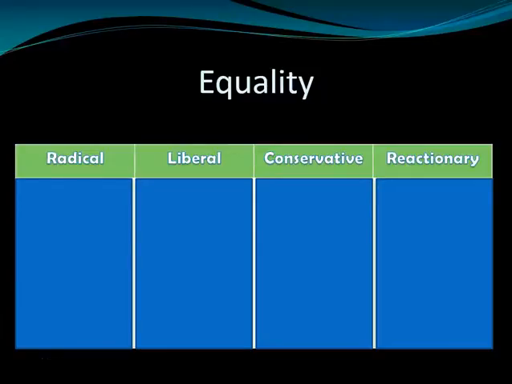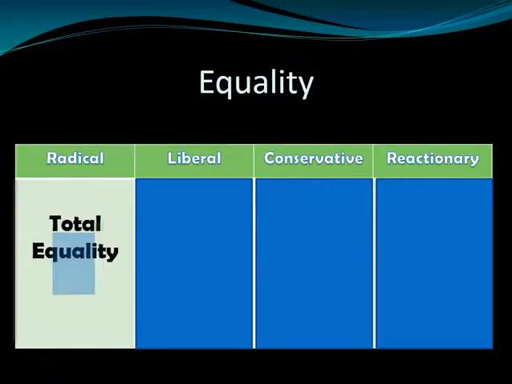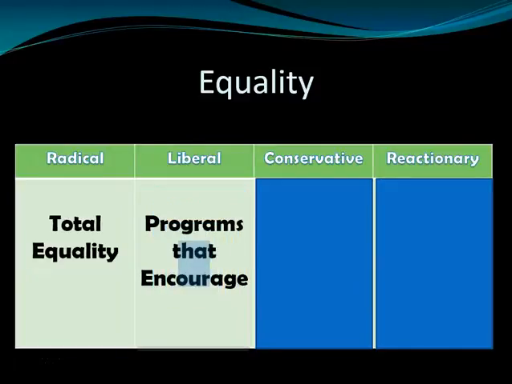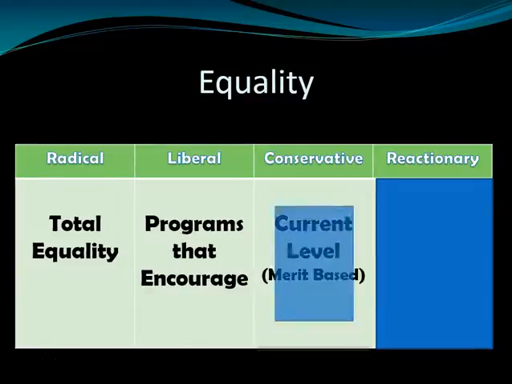Equality. When it comes to equality, radicals believe that everybody should be totally equal. As you learned in U.S. history class, this would be communism. Liberals believe that we should move towards equality, that there should be government programs in place that try to encourage equality, but that doesn't necessarily have to be the ultimate goal.